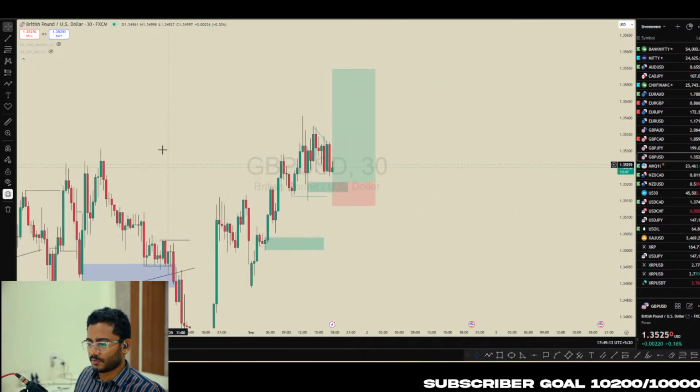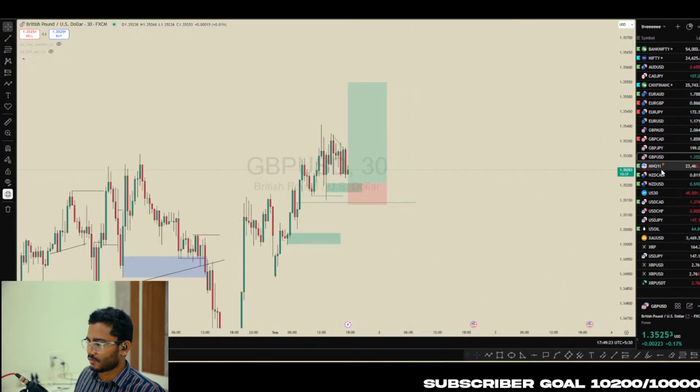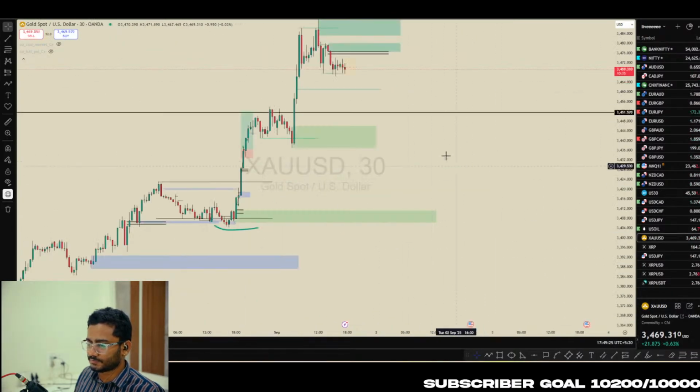Let's say we'll put the stop loss below this low because there is an imbalance here also. The price has already fulfilled this imbalance. Let's see. But the direction is to the upside.